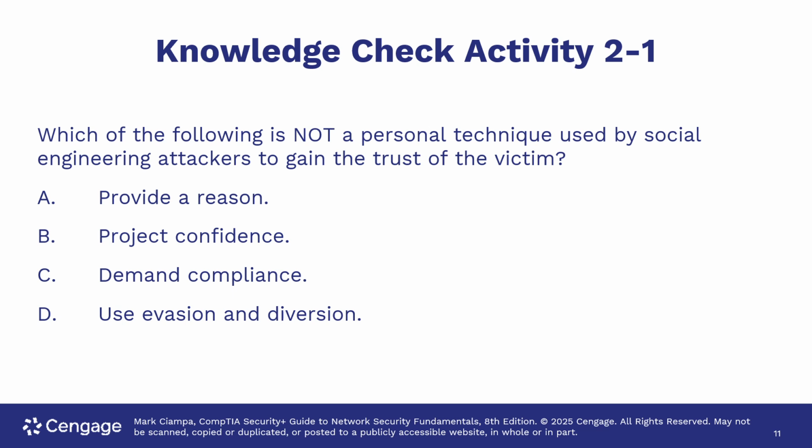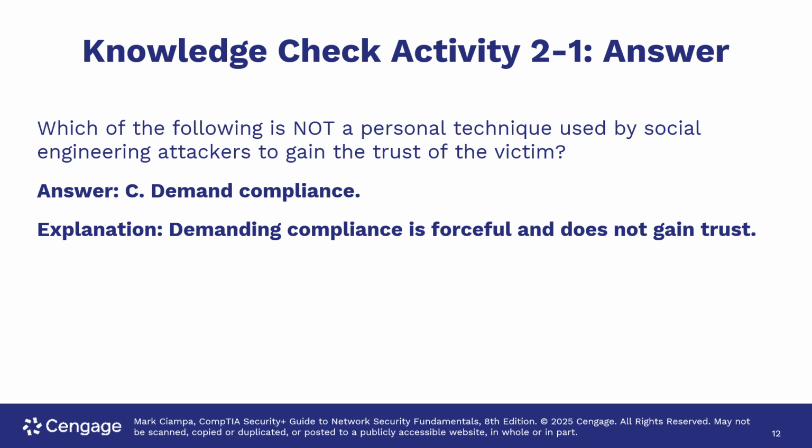Okay. And if you want, don't go back, and again, don't just jump ahead to the next slide, because the next slide shows the answer, which is demand compliance. And the reason it's not personal is because demanding compliance is forceful and does not gain trust. So if I say, I want you to do this, and I'm very forceful, you might think clearer and just say, well, no, I don't want to do that. You're bullying me. Okay, so someone wants to be able to convince you to do what they want, but they don't want you to feel bullied or threatened.